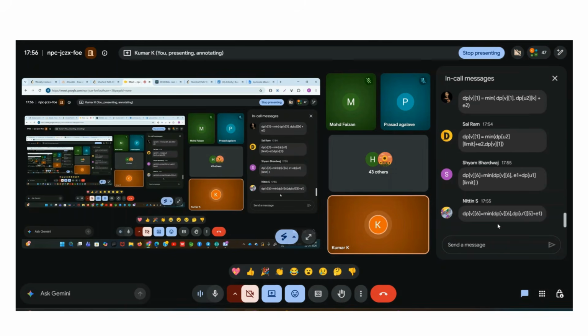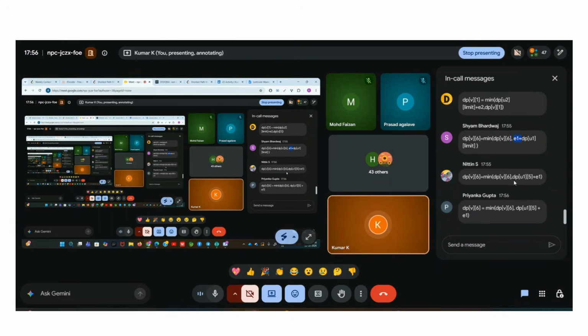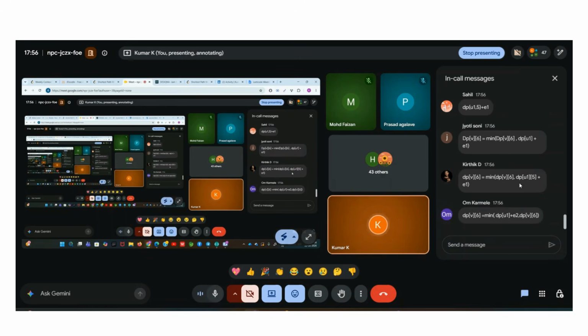So guys, give congratulation emojis for Shyam and Nitin. They have written. See, others were not able to write, but they are able to write. Wow. Even Sairam has written. No, Sairam did not write. Shyam was the first person to take the bold move and write e1 plus dp u1. No, not Shyam, it is this guy Nitin. dp u1 phi plus e1.